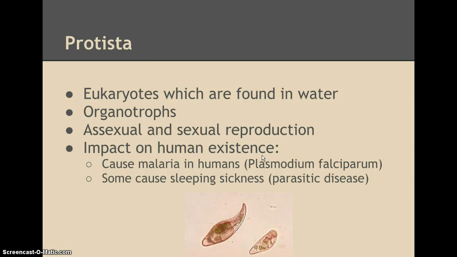The next kingdom is Protista. They are eukaryotes, which are almost always found in water. Wherever there's water, they have to be in water. They're also organotrophs. They can reproduce either asexually or sexually. And they impact humans in a couple ways. One example is malaria. Plasmodium is a protist that causes malaria. We'll see that very shortly. And some protists can cause sleeping sickness, which is a parasitic disease caused by a protist.